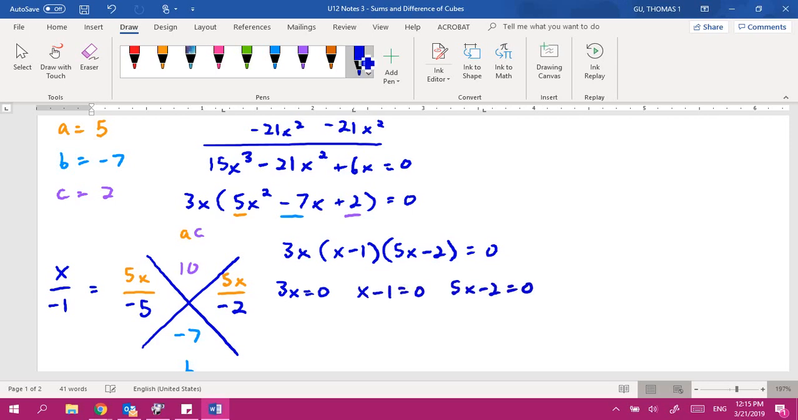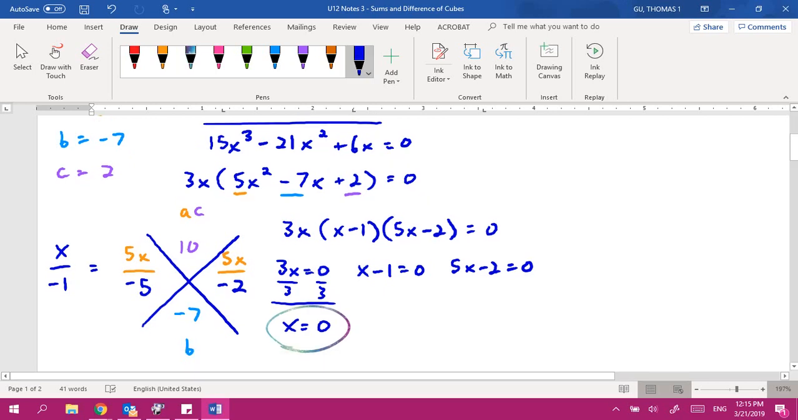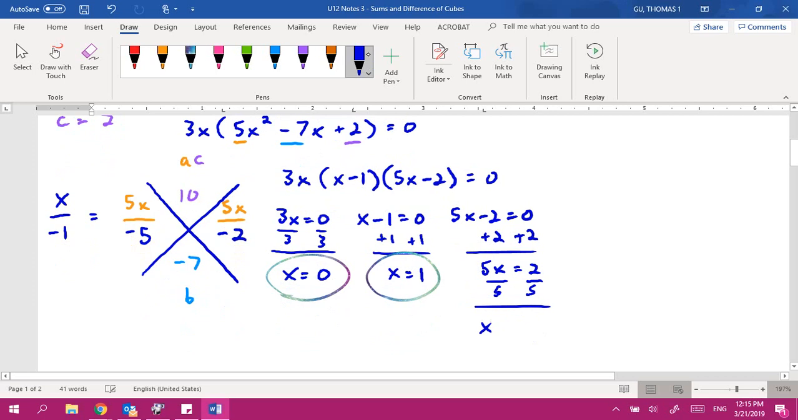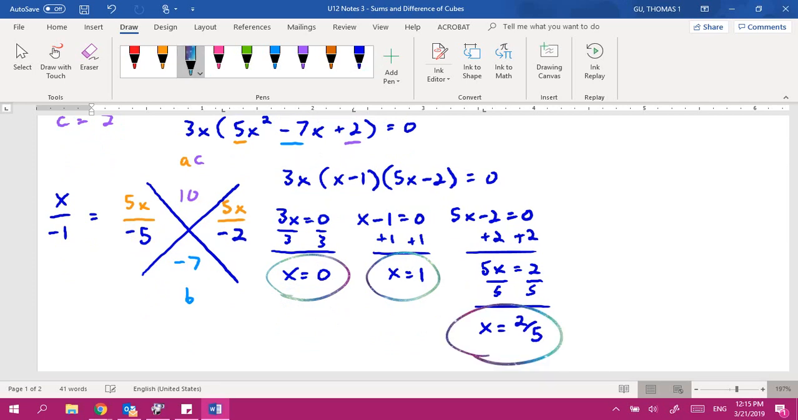Okay, so for the 3x equals 0, how do I find x? Divide by 3, so x equals? That's right. That's one of my answers. 1 out of 3. Next, I got x minus 1 equals 0. Add 1, so x equals? So that's 2 out of 3 of my answers. And the last one over here, 5x minus 2, add 2, and then divide by 5. So my answer here is x equals 2 over 5. Good, so there are my 3 answers, and that is solving by factoring.